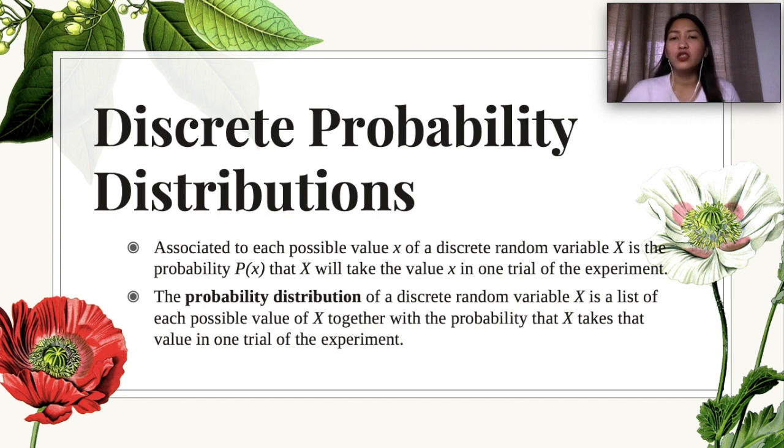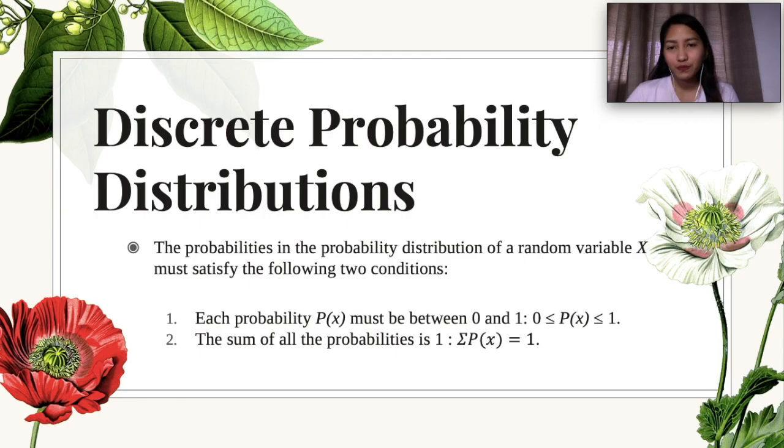So, associated to each possible value x of a discrete random variable X is the probability that X will take the value small letter x in one trial of the experiment. We already studied this in our lesson about probability. The probability distribution of a discrete random variable X is a list of each possible value of X together with the probability that X takes that value in one trial of the experiment.